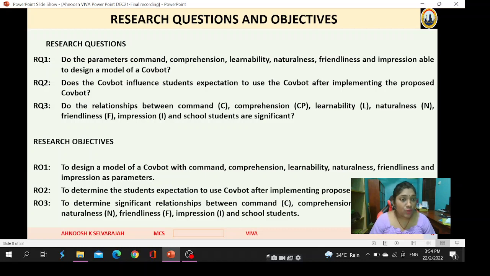Research question 1: do the parameters able to design a model of a chatbot? RQ2: does the chatbot influence the students' expectation to use the chatbot after implementing the proposed chatbot? RQ3: is the relationship between the parameters and the school students significant? Research objective 1 is to design a model of a chatbot with the parameters. RO2 is to determine the students' expectation to use the chatbot after implementing the proposed chatbot. RO3 is to determine the significant relationship between the parameters and the school students.